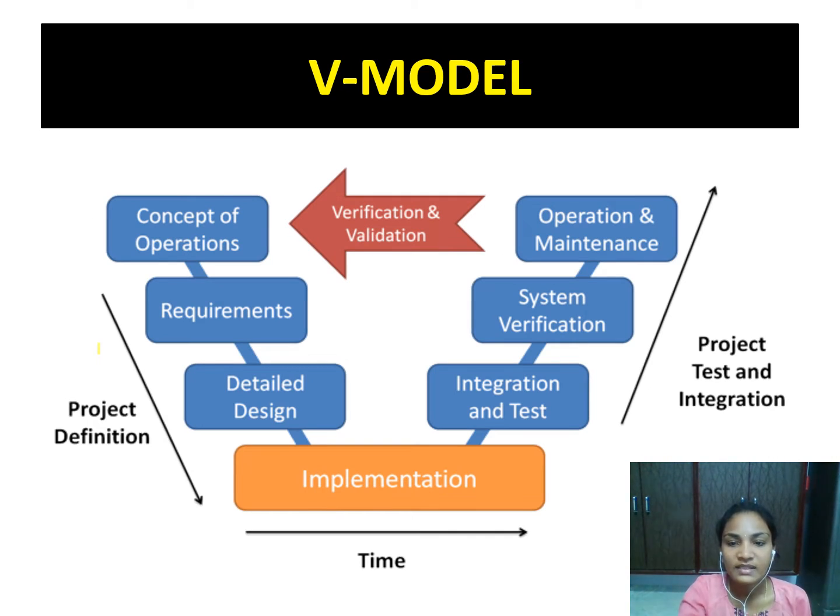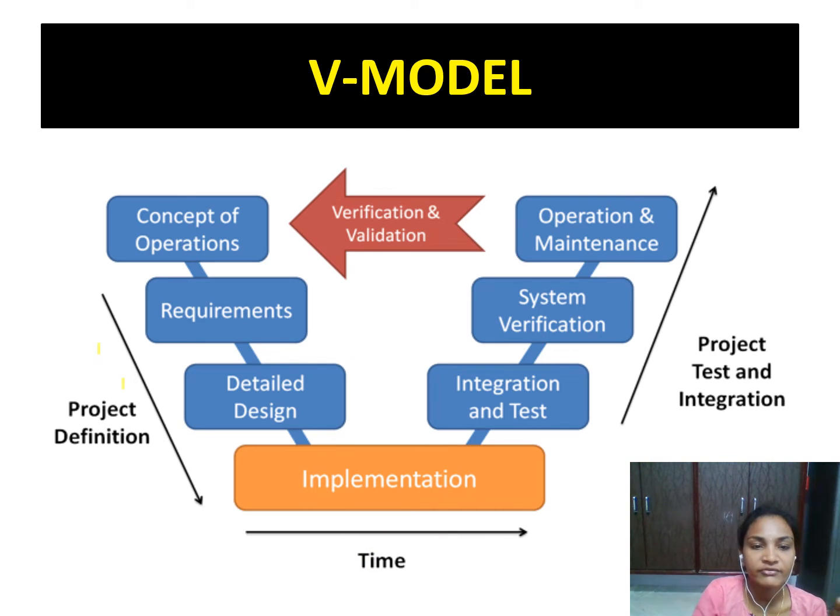Now here comes the V model. In this V model we can see 7 steps and it is divided into 2 parts. One is project definition and the second one is project test and integration. Now we can see here a time arrow mark. It states that compared to the waterfall model and spiral model, in this V model, the implementation step takes more time.